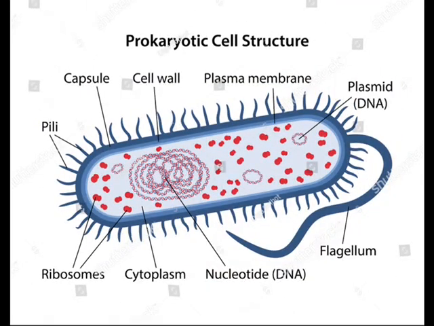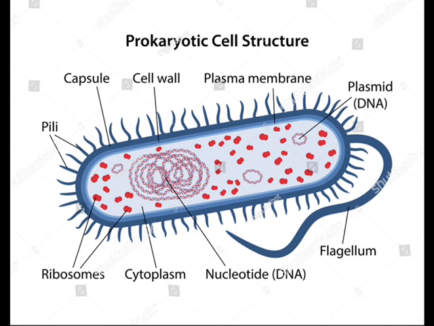Now, let's talk about prokaryotic cells. Prokaryotic cells are very common among bacteria and blue-green algae, since they lack membrane-bound organelles like the nucleus, mitochondria, chloroplast, Golgi apparatus, etc. So those organisms like bacteria and blue-green algae lack those organelles. We call them membrane-bound organelles. That is the reason why they are called prokaryotes.